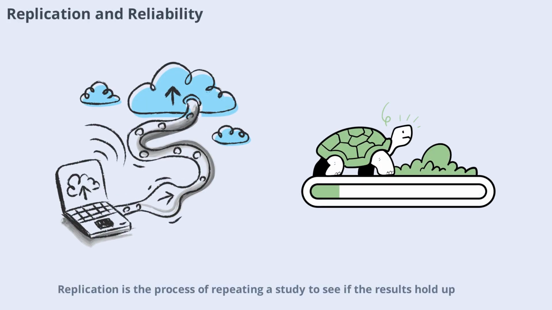Replication is the process of repeating a study to see if the results hold up. Reliable findings should be reproducible by other researchers using similar methods. Replication builds confidence in statistical inferences and helps identify errors or biases in original studies.